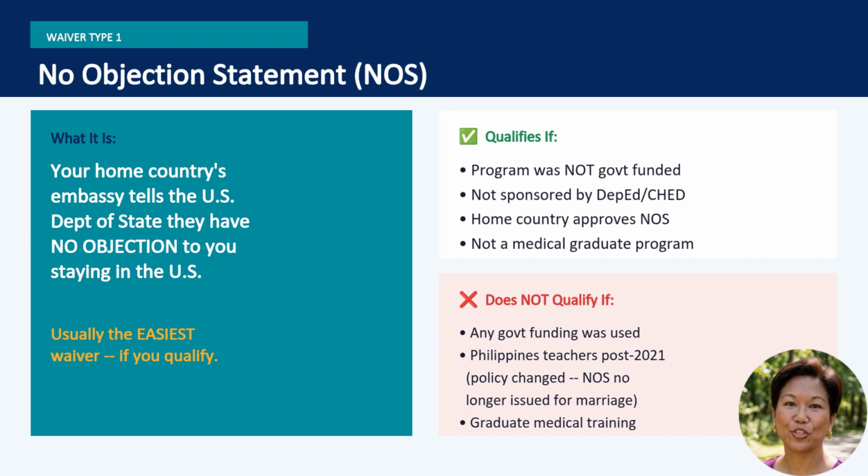Number 3, the Exceptional Hardship Waiver. This is when returning home would cause exceptional hardship to your U.S. citizen or lawful permanent resident spouse or child. Number 4, the Persecution Waiver. This is for teachers who would face persecution in their home country based on race, religion, or political opinion. Number 5, the Conrad 30. I'm including this for awareness only. This waiver is for physicians, not teachers. Let's go through each one.